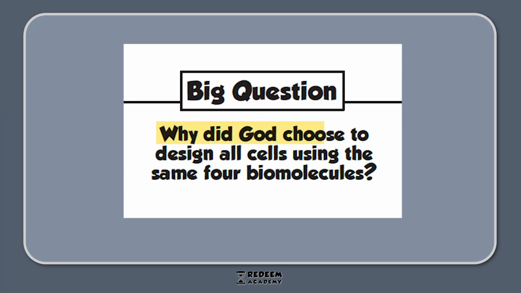So I wanted to get a chance to kind of summarize the cells unit for you and just show you how everything that cells are made of, they themselves are just made out of atoms, and they're molecules, and cells are made out of molecules, and then we are made out of cells. And so there's a simple design process God used to make us. Coming back to the big question, why did God choose to design all cells using the same 4 biomolecules? I can think of a few reasons.